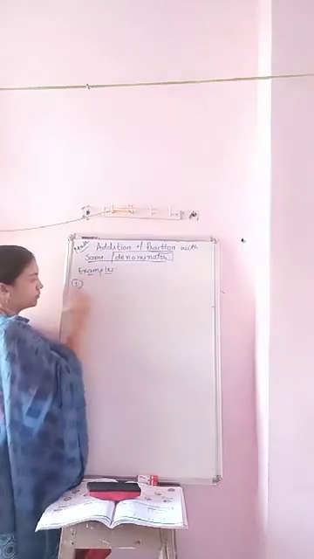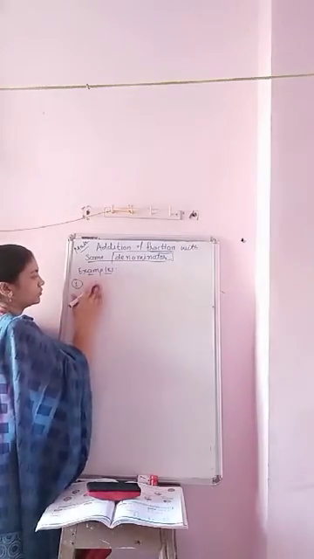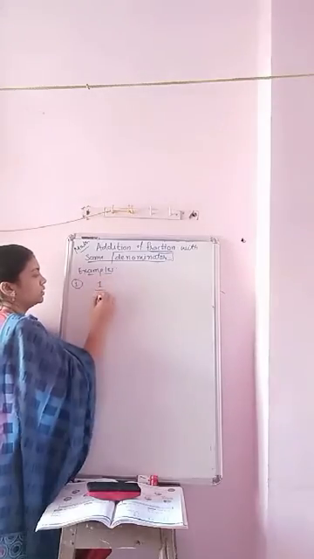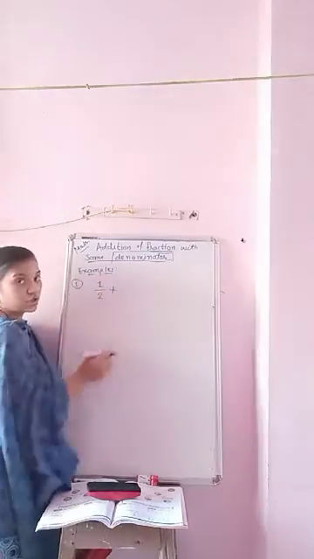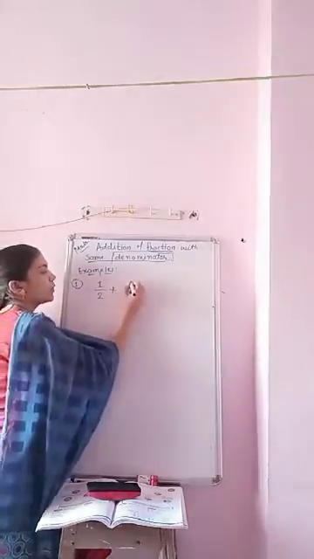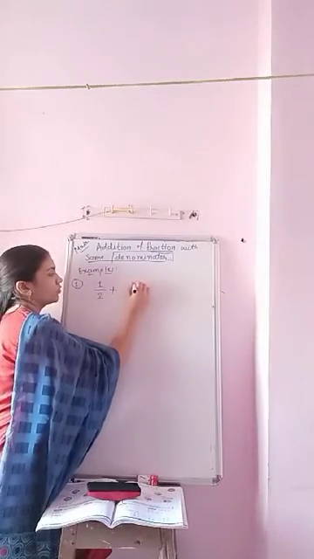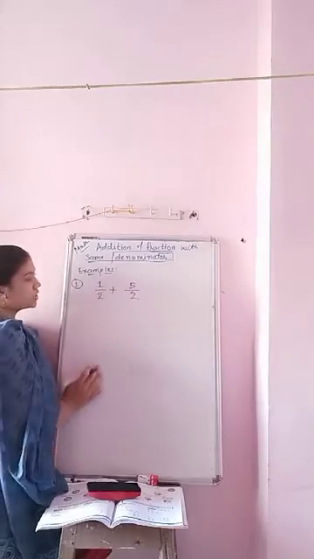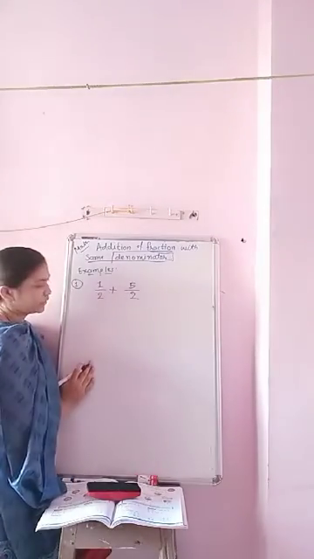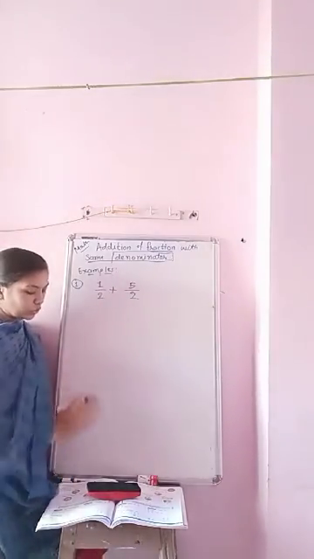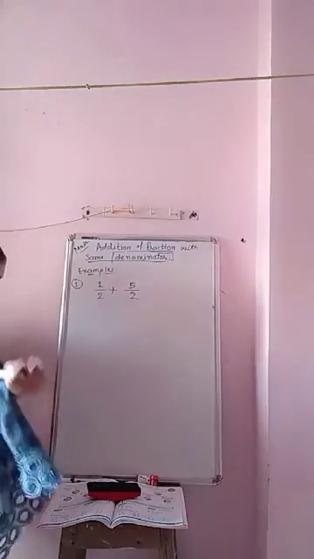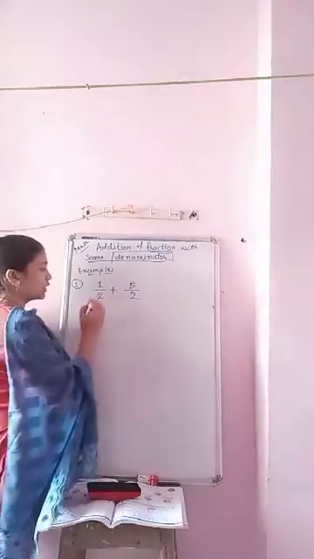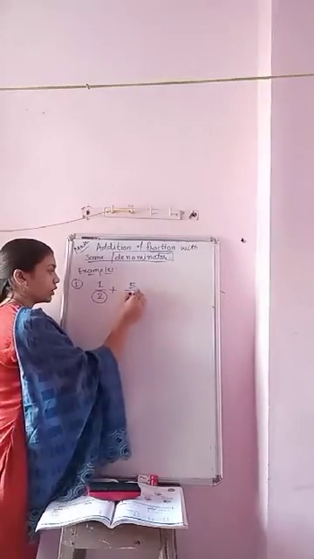First, 1 divided by 2, 1/2 plus 5/2. 1/2 plus 5/2. So how can you do the addition for that? First you have to check the denominator.